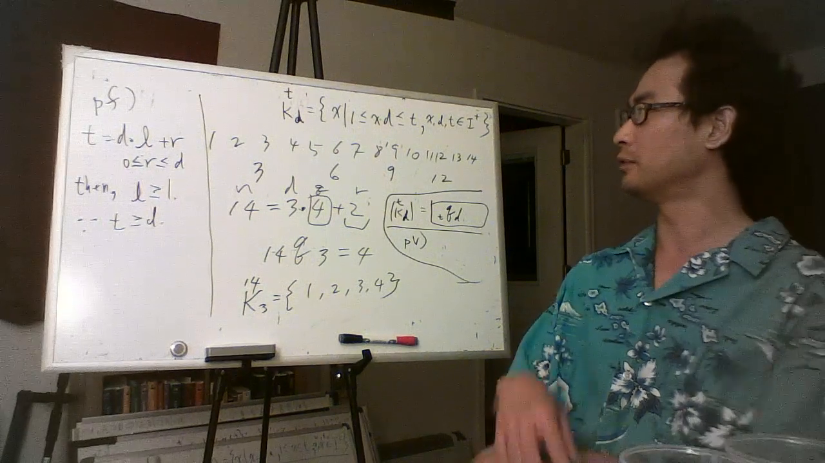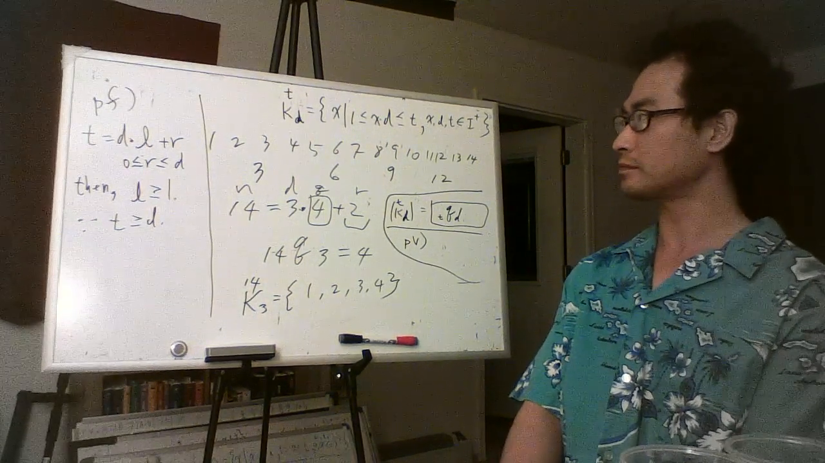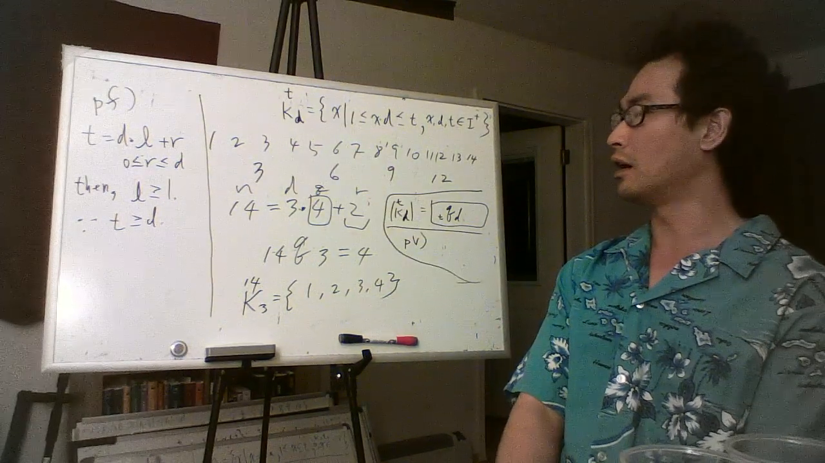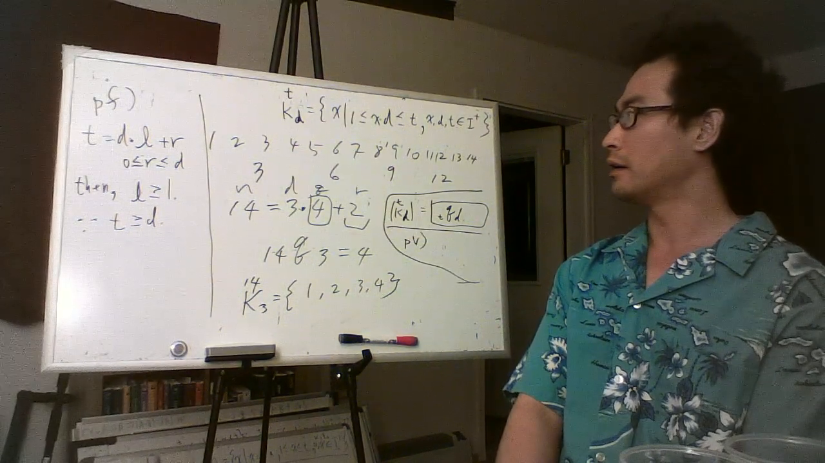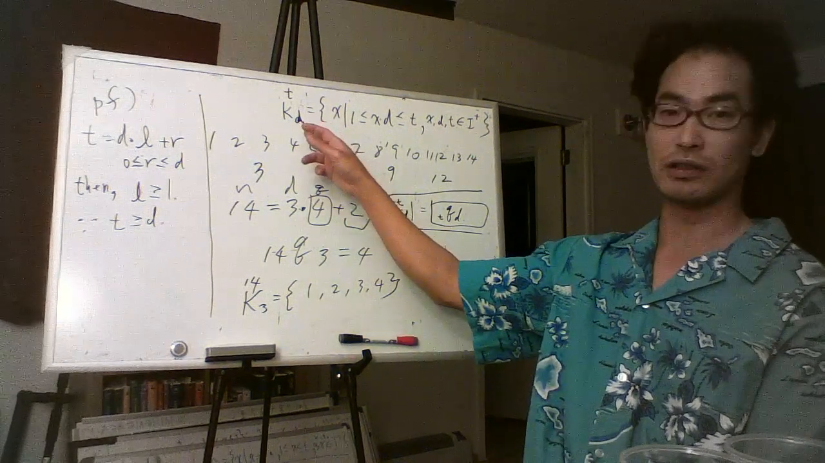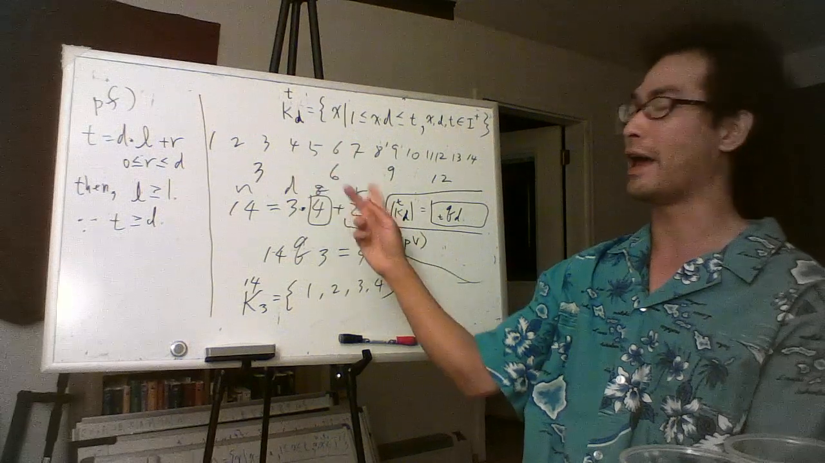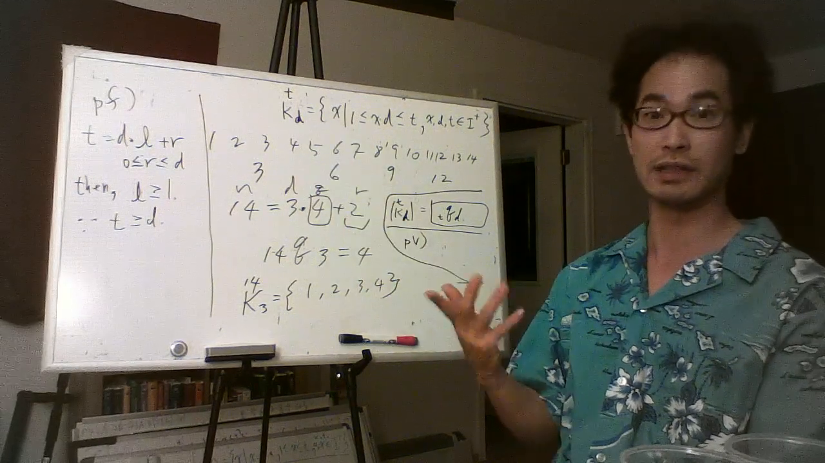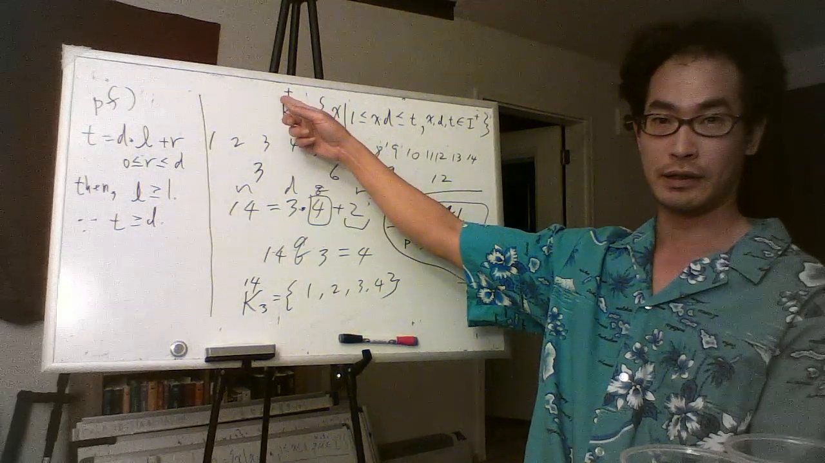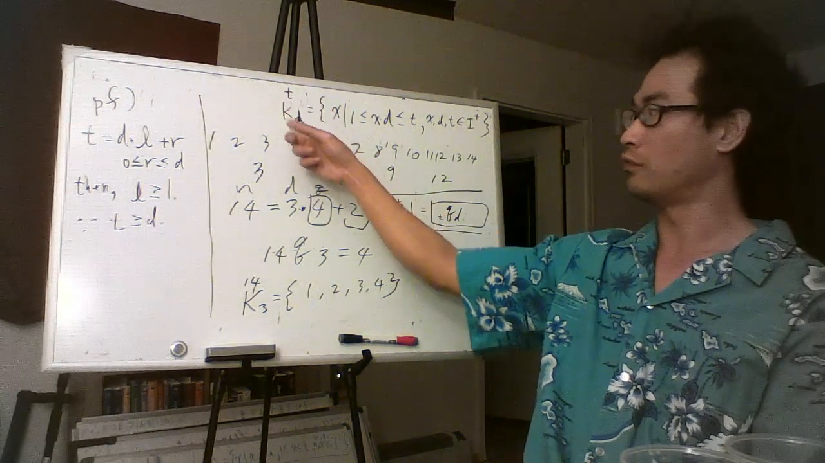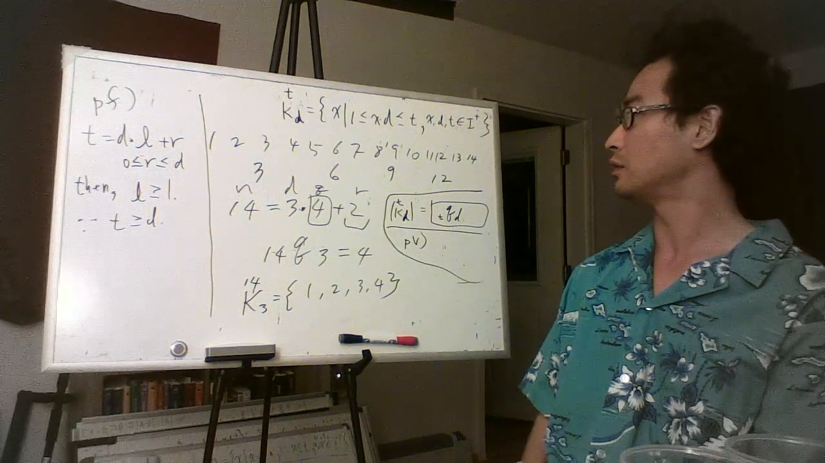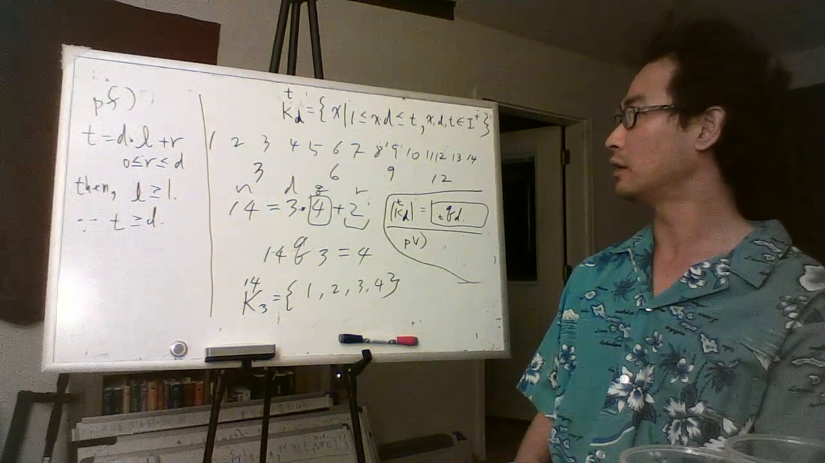Okay, so what is K(D, T)? You have D as a divisor, okay? We're not going to use A, we'll use D. D is a divisor, and for the numbers from 1 to T, you divide them by D. Then what are the quotients? That's the quotient set, all right?